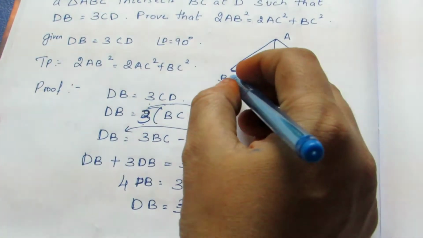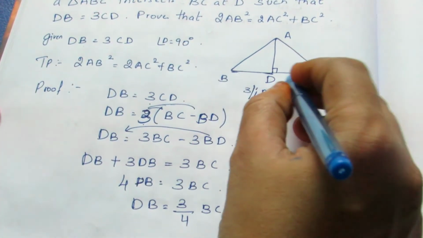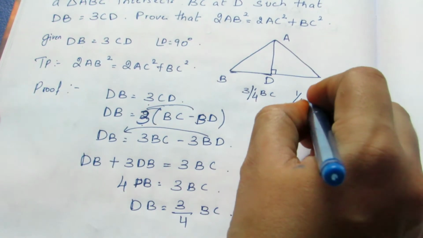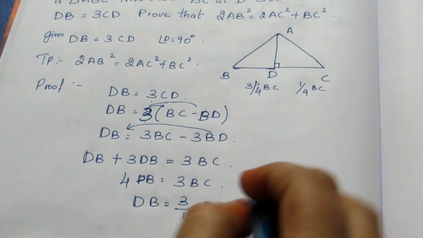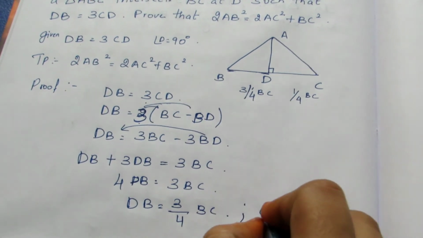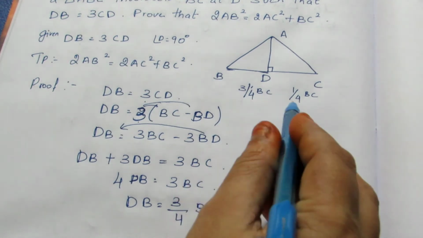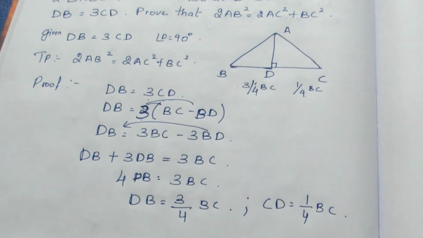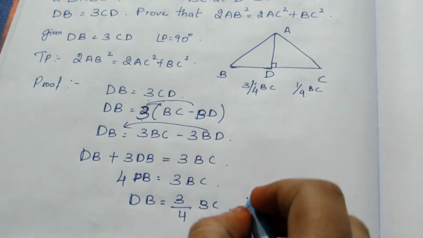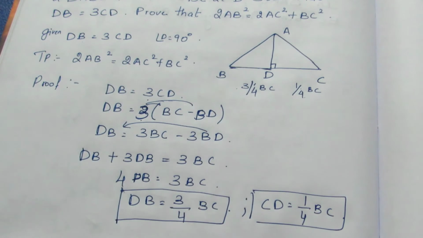If DB equal to 3 by 4 BC, then DC will be 1 by 4 BC, because only then adding these two will give the total BC. The denominator should be same. To get 4, we need to add 1. So CD can be written as 1 by 4 BC, and DB can be written as 3 by 4 BC.